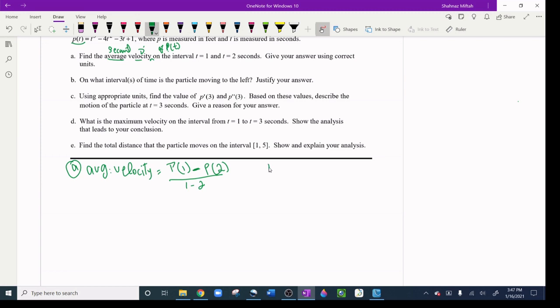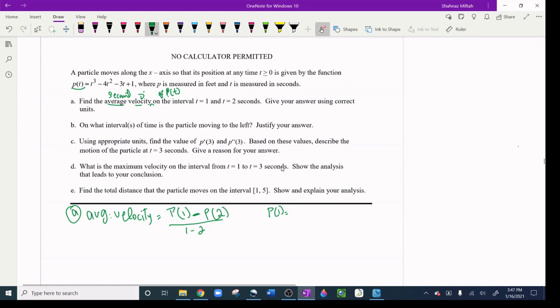So I'm going to do it over here. It's p of 1, plug in 1 in the original equation, which is t cubed, like 1 cubed minus 4 times 1 squared minus 3 times 1 plus 1. So the answer is going to be negative 5. Okay, now let's do p of 2. So plug in 2 in the original. So 2 cubed minus 4 times 2 squared minus 3 times 2 plus 1 will give me negative 13.